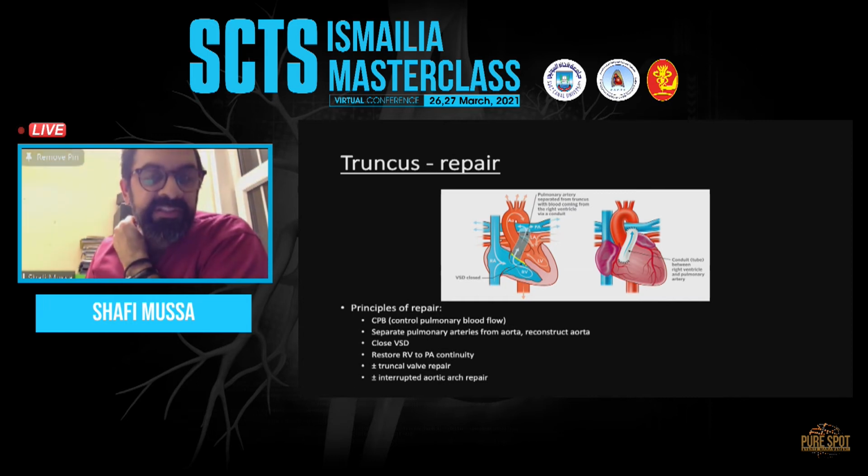In addition to this, if the truncal valve is regurgitant, this will need to be repaired. And in addition to this, if there is an interruption of the aortic arch, this will also need to be repaired. That becomes a very, very complex operation if those two further elements, or either one of those further elements, has to be performed in addition to the basic truncal repair.